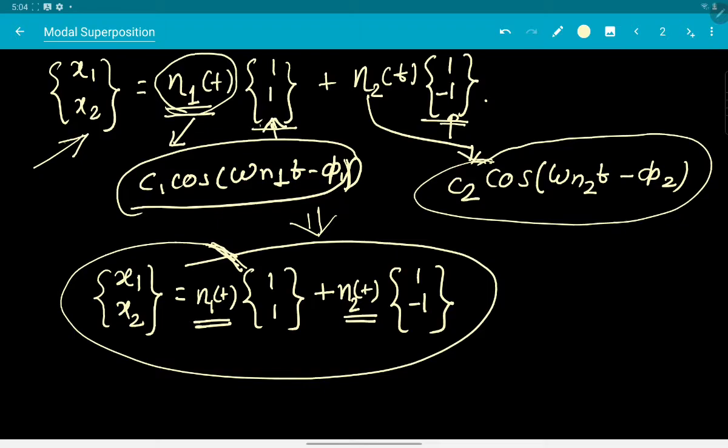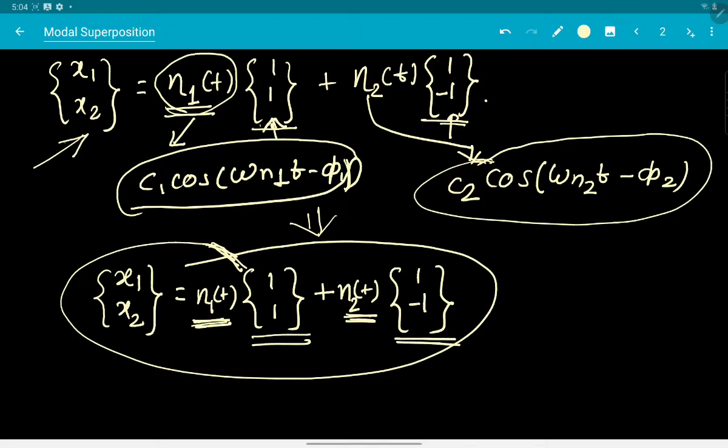With this assumption, we are going to move ahead and find out what these functions eta 1 of t and eta 2 of t are. Can we at all find out these functions? These two functions will depend on what the forcing acting onto it is. Okay, so this is determined, right?